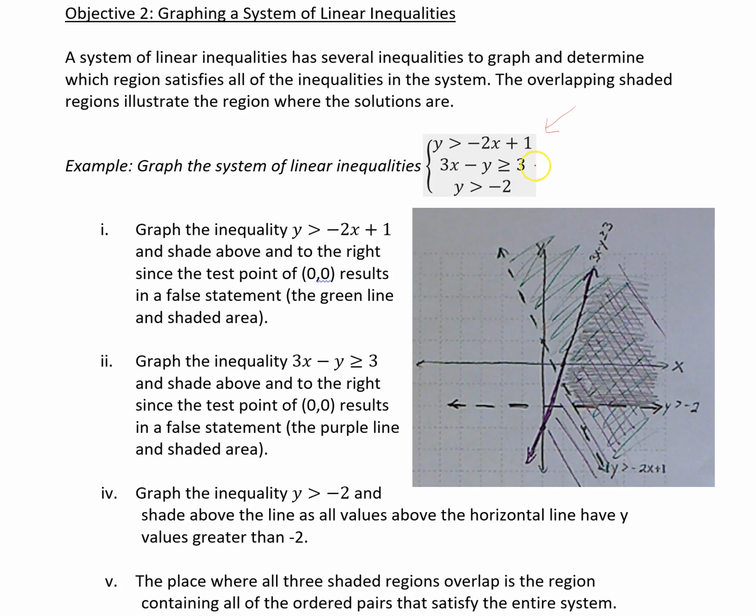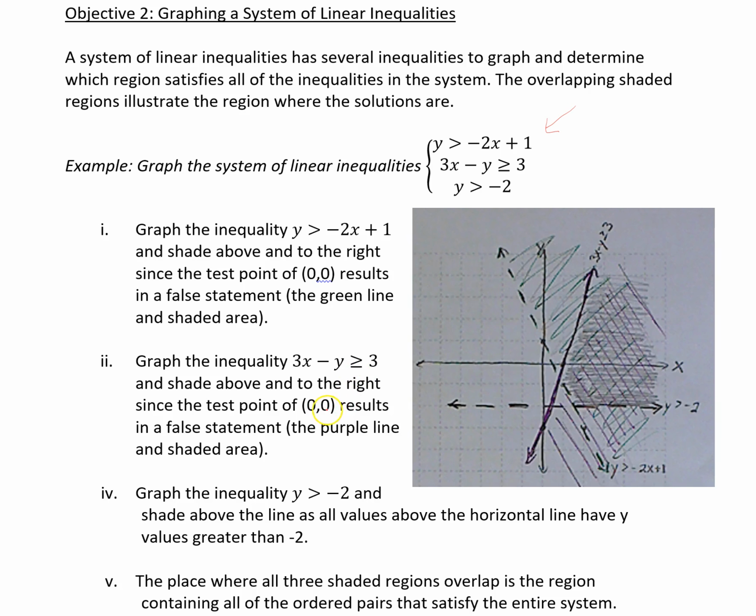Now I move on to my second inequality, which is 3x minus y is greater than or equal to 3. This inequality is in standard form. I graphed this by first finding the x-intercept of 1. So there's my x-intercept of 1. And then I found the y-intercept of negative 3. I made a solid line on this one since I have a greater than or equal to.